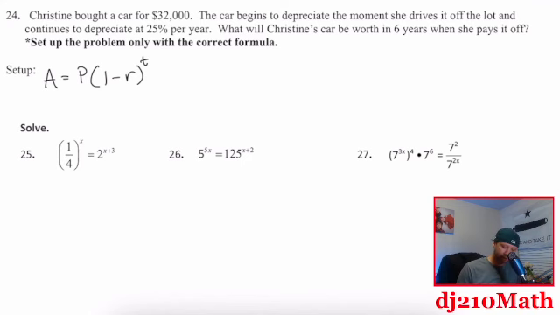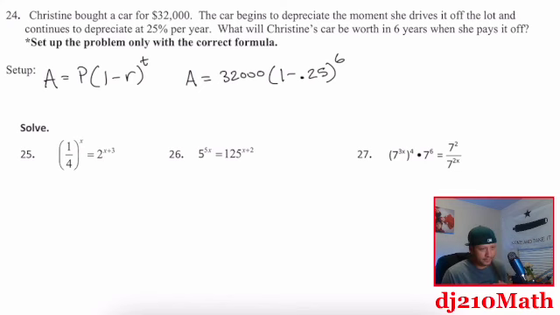Okay, so when we set it up, we see that the car will be worth, that's the A amount. So 32,000 times, right? It's depreciating by 25%. So 1 minus 0.25. And for 6 years. All right, there it is. That's the setup.